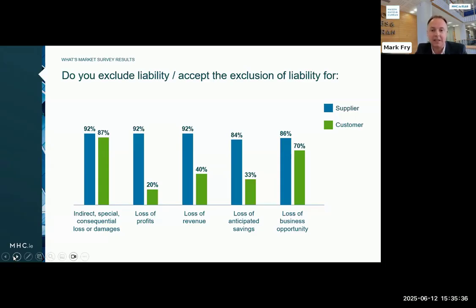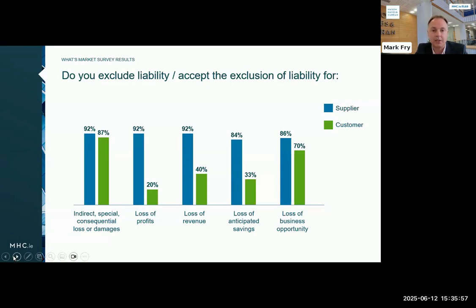Where we do see a difference is that quite often, when it comes to the exclusion clauses, suppliers will look to exclude a whole other raft of issues which may not necessarily be indirect or consequential. And this is backed up by data here, which shows that suppliers will routinely want to exclude loss of profits, loss of revenue, loss of anticipated savings, whether it's direct or indirect, and customers may want to push back on that.